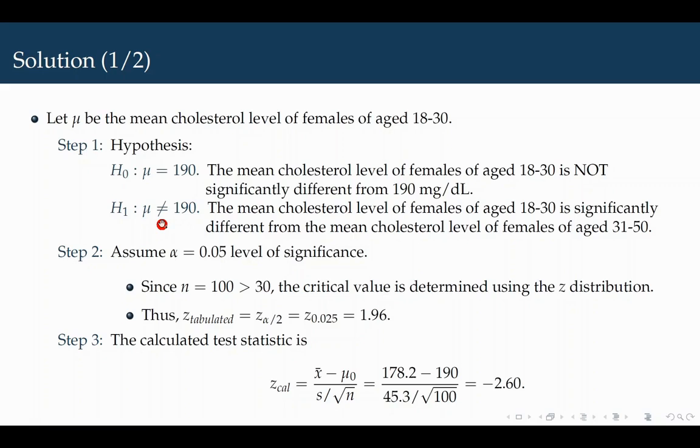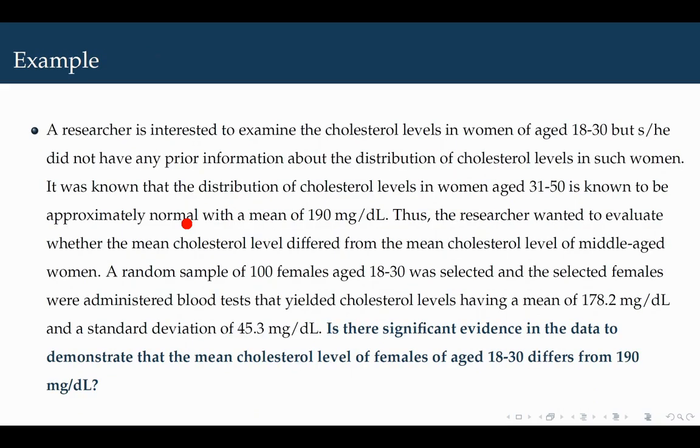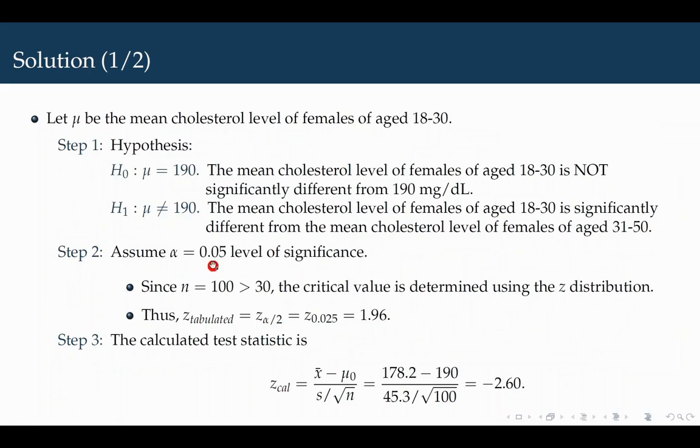And the alternative, again, the direction is not specified, so we have to consider that of a different from alternative hypothesis test. So it is mu different from 190. The level of significance is not specified here, therefore we have to consider that of 5% or 0.05. And here now the sample size is 100, which is greater than 30. Therefore here we have to consider that of the standard normal distribution or Z distribution.